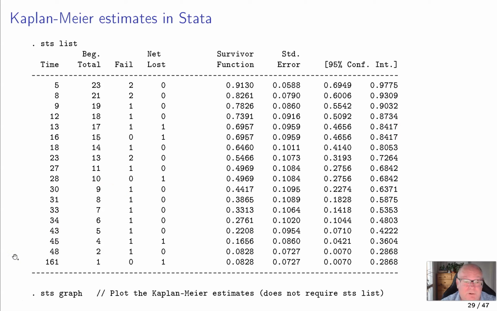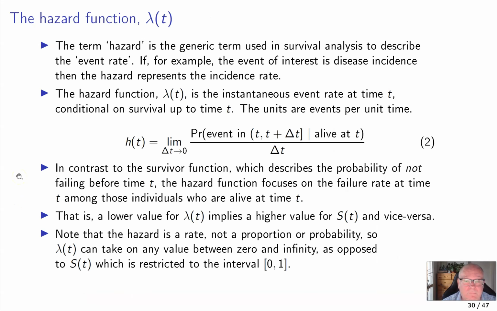STS graph can produce graphs of many quantities. By default, it's the Kaplan-Meier estimate. So that was the survivor function. Another important function is the hazard function. Now, hazard is just a generic term used to describe the event rate. And the hazard function is also a function of time. This is the instantaneous event rate at time t, conditional on survival up to time t.